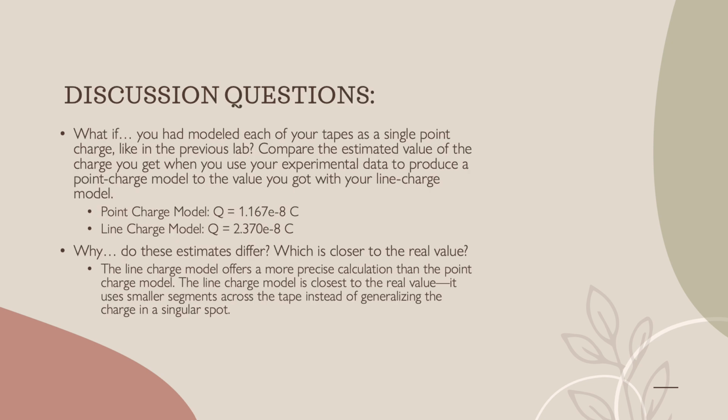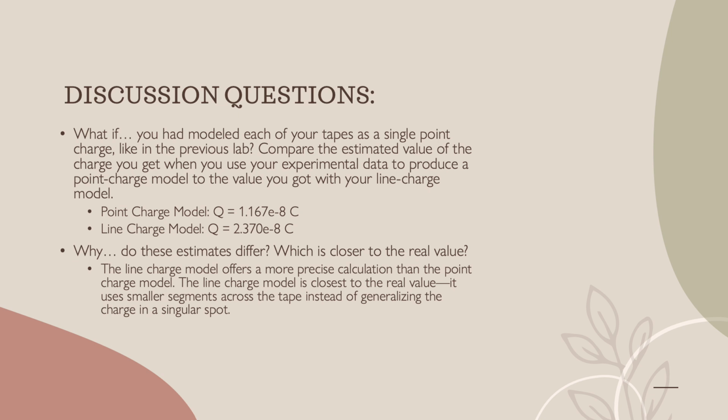And then discussion questions. What if you had modeled each of your tapes as a single point charge like in the previous lab? Compare the estimated value of the charge you get when you use your experimental data to produce a point charge model to the value you got with your line charge model. So like I said earlier, from the point charge model, we got 1.167 e to the negative 8th. And then the line charge model this week, we got 2.370 e to the negative 8th. And then below, why do these estimates differ and which is closer to the real value?